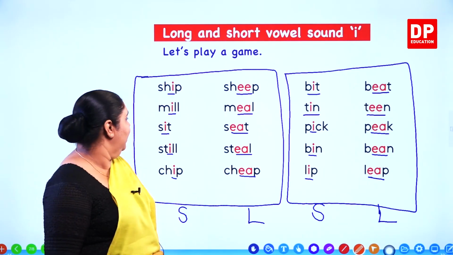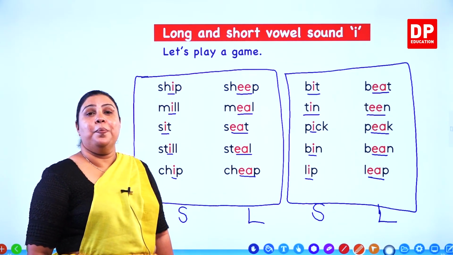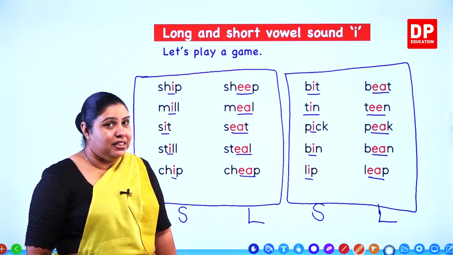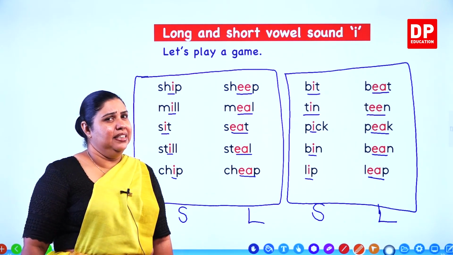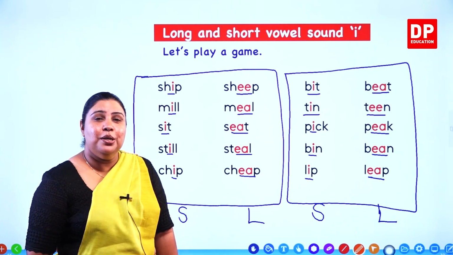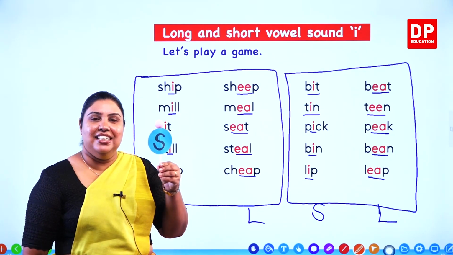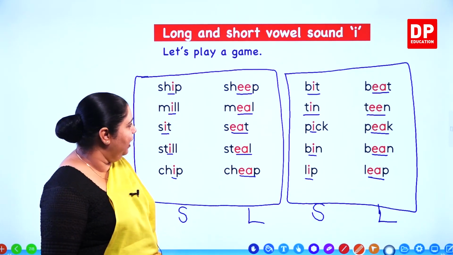Our next word is sit. Sit. Long or short? I didn't say seat. It is sit. It is a short E sound. Sit. Okay.